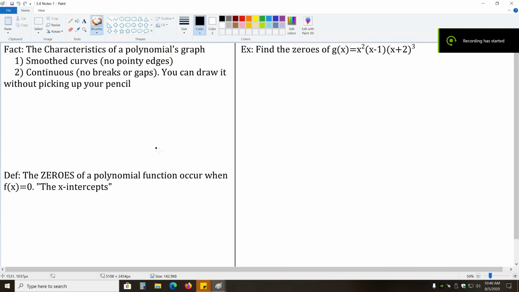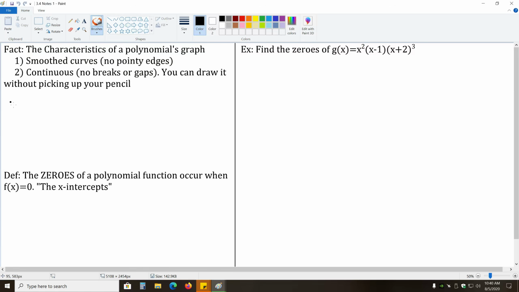So the main focus of this section will be multiplicities, talking about the exponents of the x-intercepts of the graph is the basic concept. So let's go ahead and get into this. The first thing we're going to introduce is a fact that says the characteristics of a polynomial's graph are such that it has smooth curves, meaning no pointy edges.